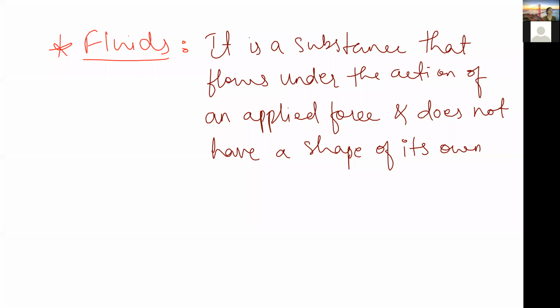So in physics, the definition of a fluid includes the liquid as well as the gaseous state. Any substance that can flow under the action of an applied force, we call fluids. But it does not have its own shape, it takes the shape of its container, as we know.